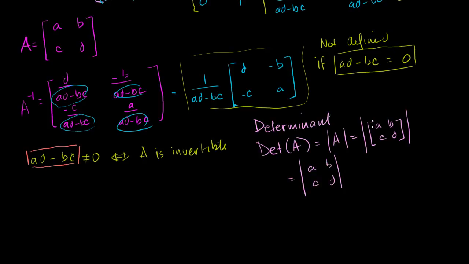And I want to make this very clear. If you have the brackets, you're dealing with a matrix. If you have just these straight lines, you're talking about the determinant of the matrix. But this is defined for the 2 by 2 case to be equal to AD minus BC. This is a definition of the determinant.